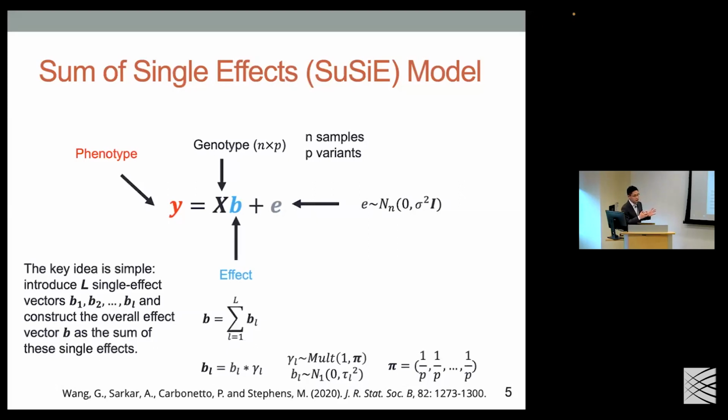How do they model this? They actually model that there are L different vectors. Each vector represents one single effect causal variant, and they sum all the different B vectors together to get a final B. So that's the meaning of the sum.